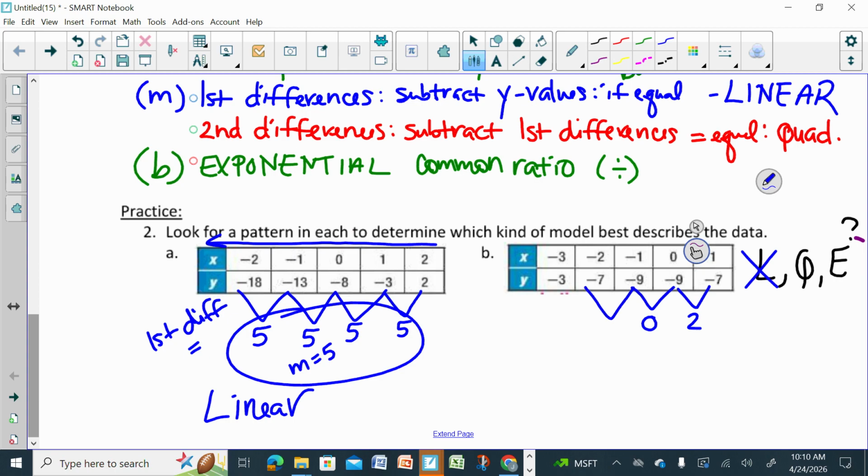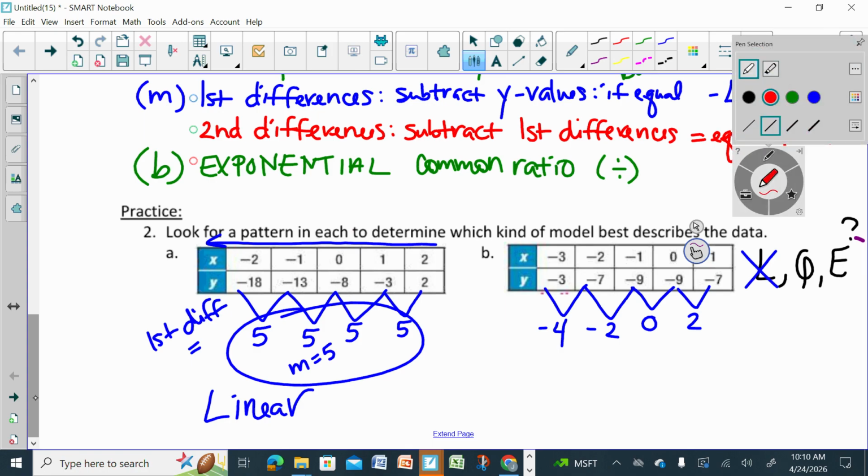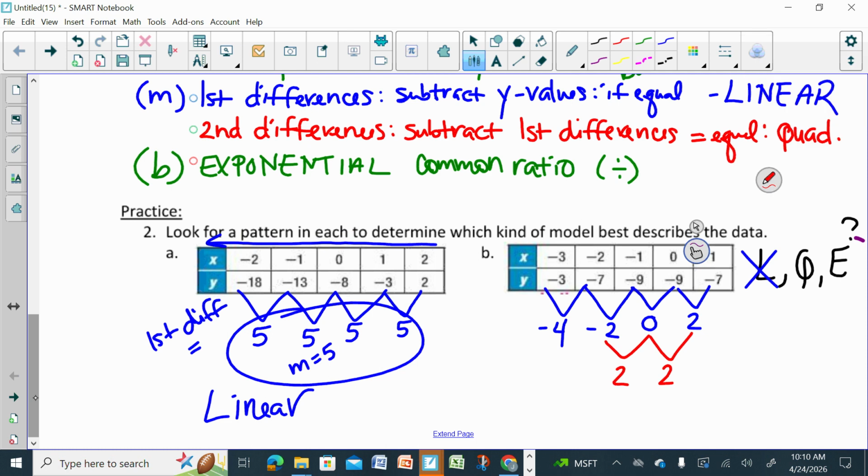-9 minus a -7 really means +7, so I get -2. And -7 take away a -3 is -4. So they look like a mess. So now what we're going to do is we're going to do second differences. Second differences uses these 4 numbers. So we're going to start at 2, working our way backwards, and 2 take away 0 is 2. 0 take away -2 is also 2, and -2 subtract -4 is also 2.